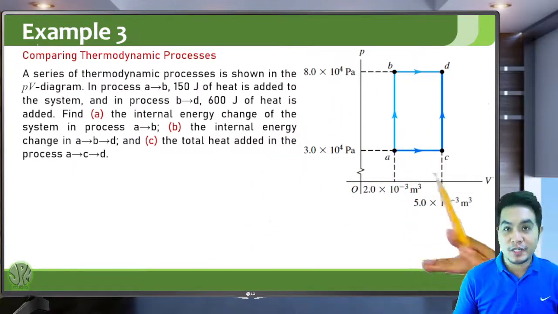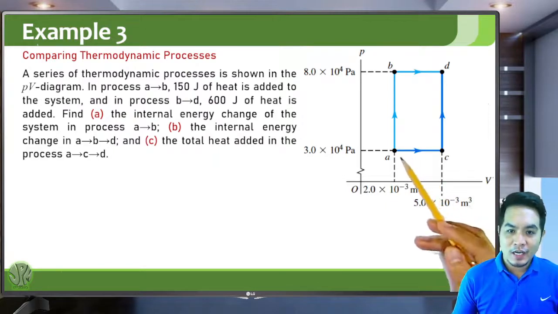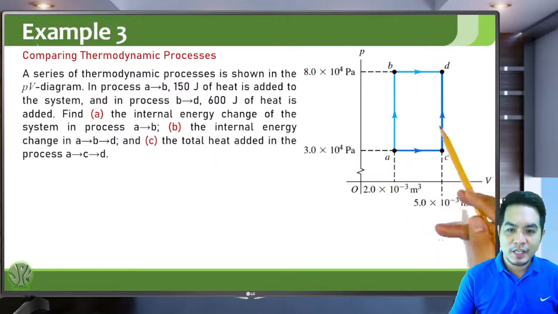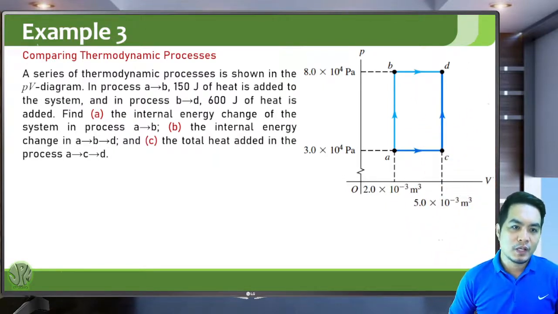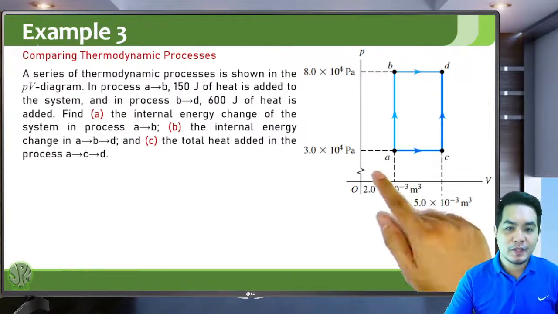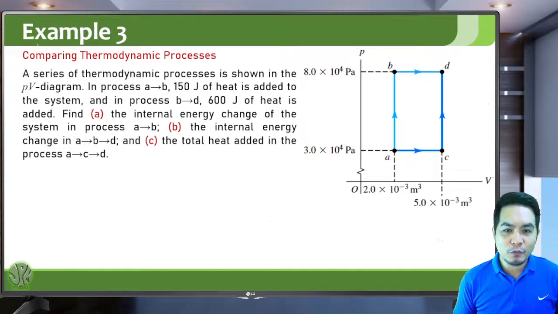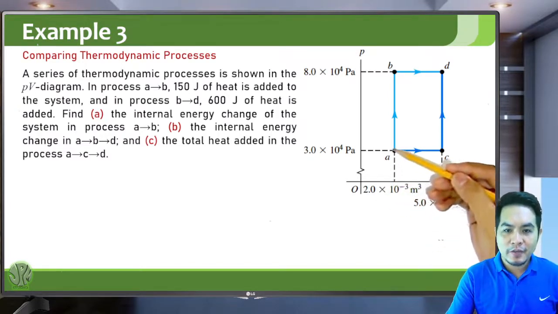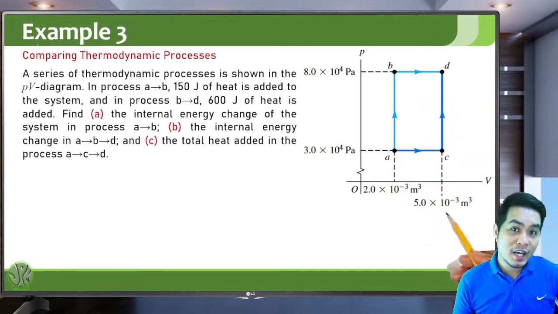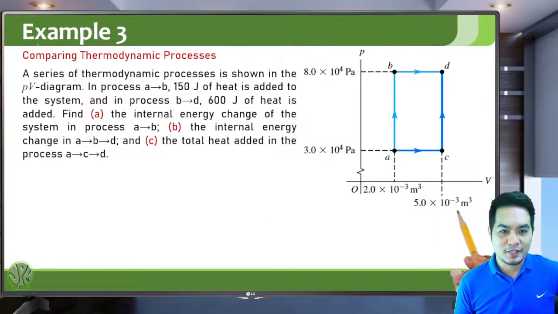And we see 4 states: state A, state B, state C, state D. So a series of thermodynamic processes is shown in the PV diagram. In this PV diagram, the process A to B is an isochoric process.